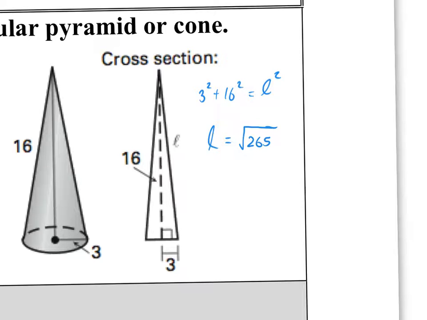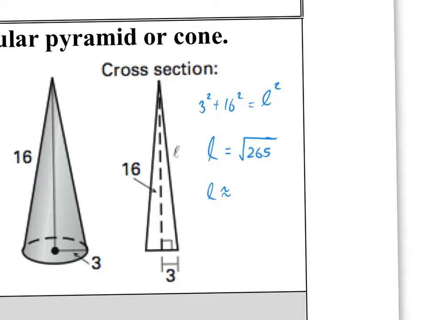So your exact answer is this, because 265 doesn't reduce any further, because it's 53 times 5, and both of those are prime. So it's actually probably helpful to have this approximated. So we get 16.28.